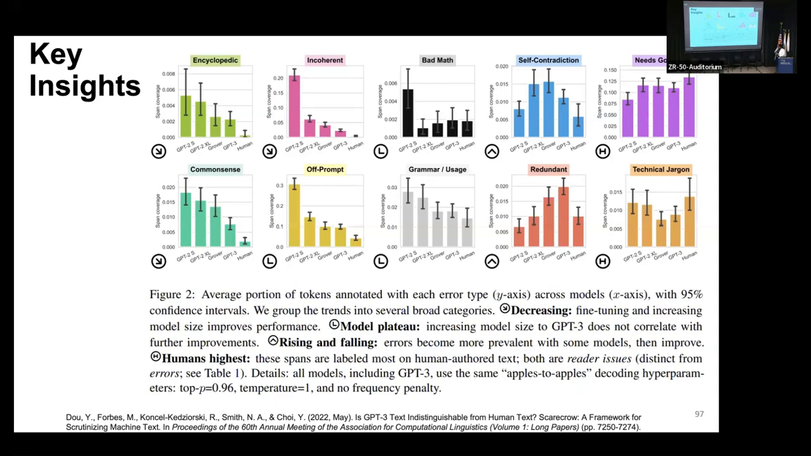The arrows below show that the arrow going this way means decreasing. The L means the model, so the model's plateaued. And the upward arrow is rising and falling. And then H is human. So this means the higher the errors are, the higher the mark there. So we find that for encyclopedia, the errors are lower as the language model becomes larger. GPT-2 Small is like 124 million parameters, and GPT-3 is 1.7 billion parameters. You see the same thing for incoherent and for common sense, but for technical jargon, you can see that the errors are highest for human.